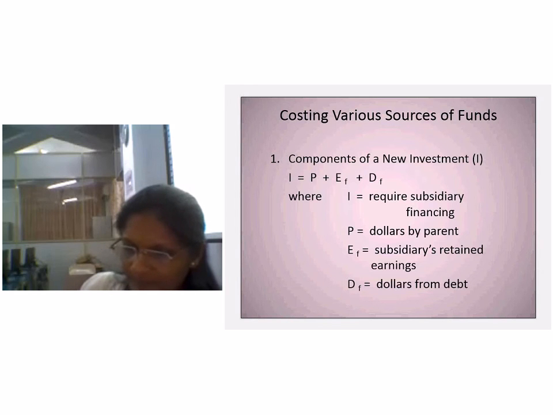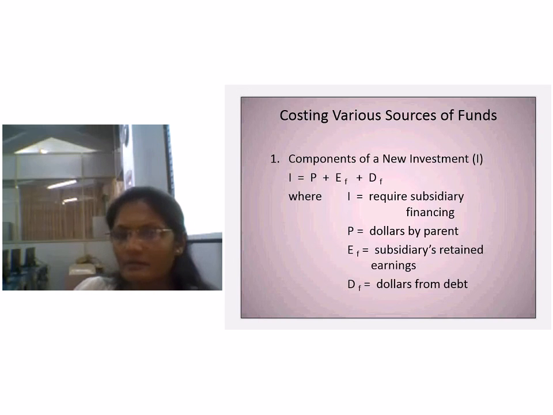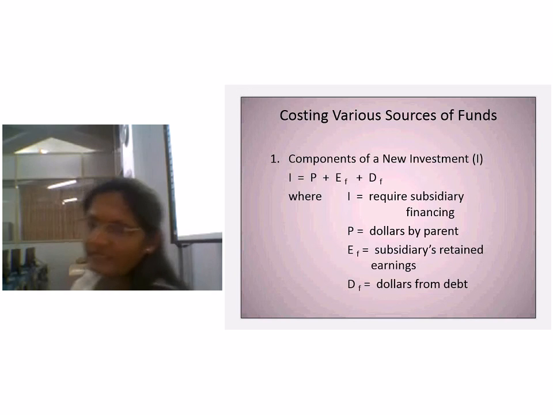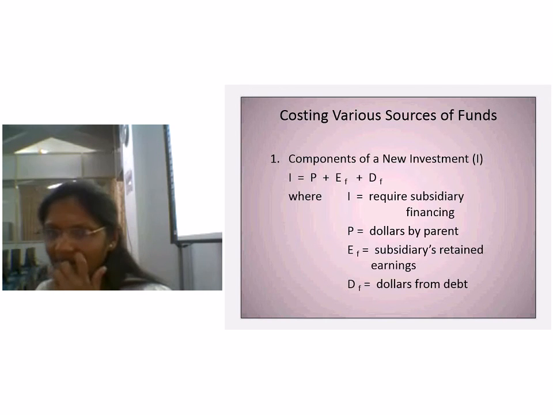What is subsidiaries' retained earnings? From the retained earnings, what they have to do, they have to pay the taxes to the government. From the retained earnings of the foreign subsidiary, they should pay some taxes to the government. When we adjust for the taxes, we can consider it as the cost of retained earnings, because it has opportunity cost. What is the cost of retained earnings? I think in the next slide we discuss that.